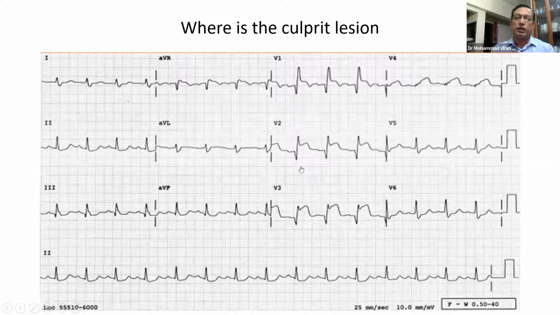This indicates the patient has got an RBBB and anterior MI, but 1 and aVL show isoelectric segments. This indicates this patient has got a LAD lesion distal to diagonal 1, but proximal to septal 1.